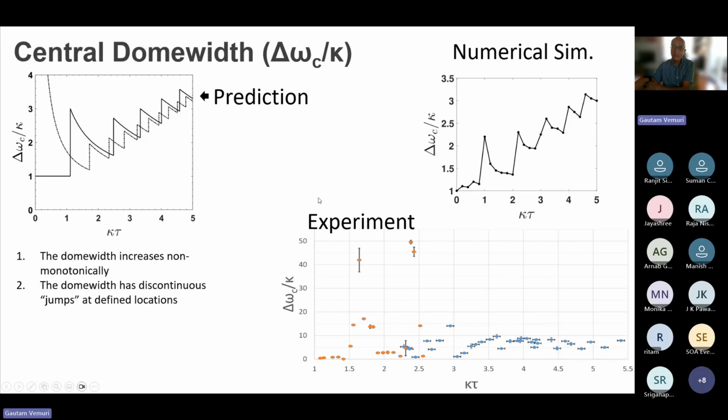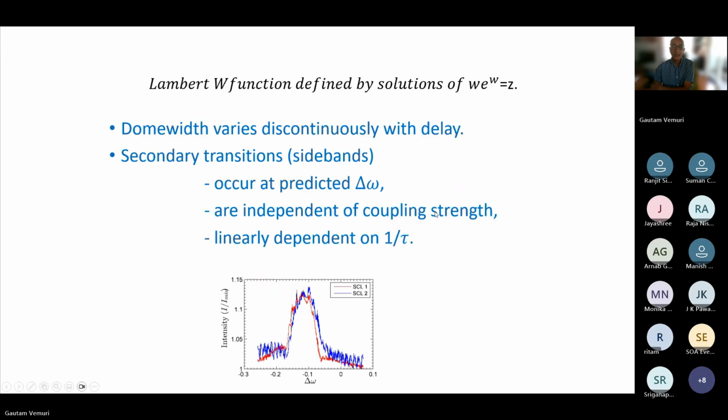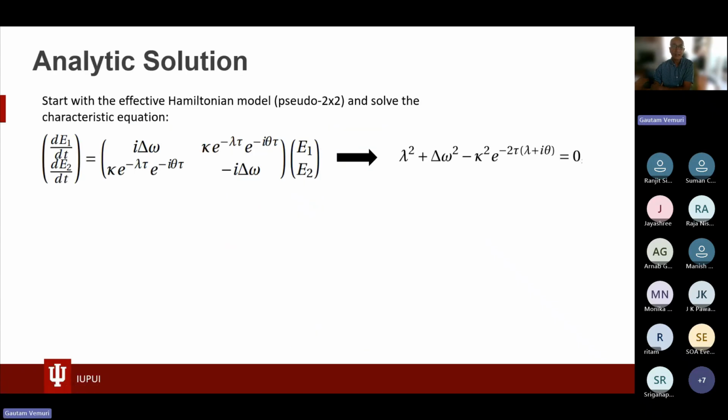Instead of a continuous monotonic change in the dome width as a function of kappa, this sort of behavior, this discontinuous change, is a consequence of the non-Markovianity. So the exceptional points have this rather unusual behavior. Okay, so I'm just summarizing what the effect on the dome width is.